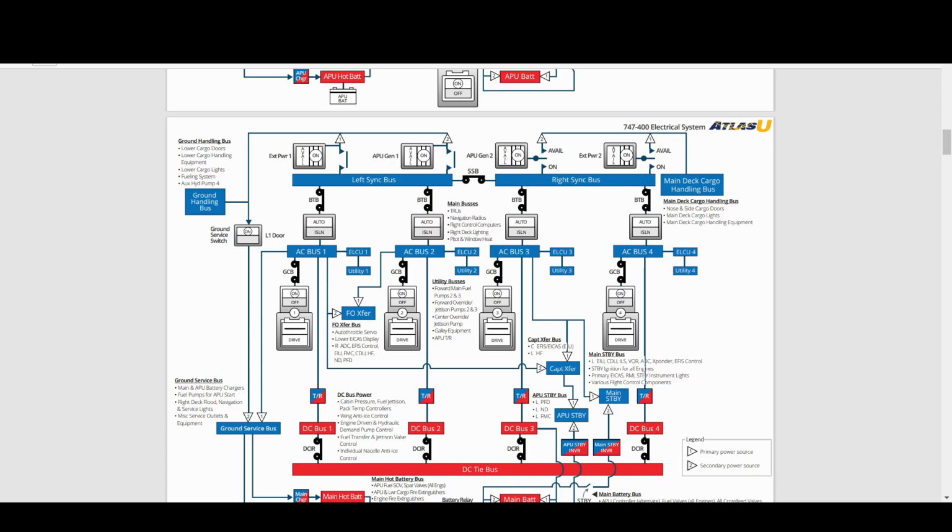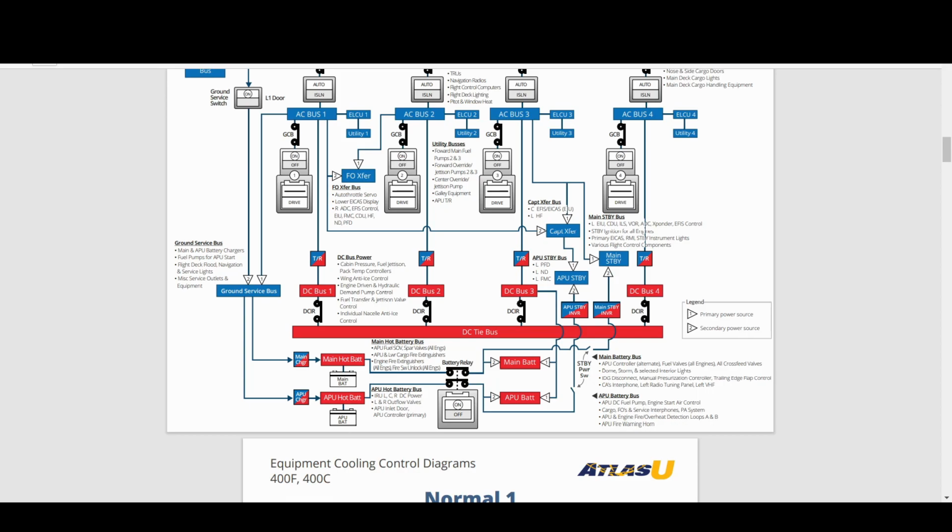When is the ground service bus powered? When AC bus 1 is powered, either on the ground or in flight, and the ground service switch by the L1 door is on. Ground service bus powers main and APU battery chargers, fuel pumps for APU start, flight deck flood, navigation, and service lights, miscellaneous service outlets and equipment.